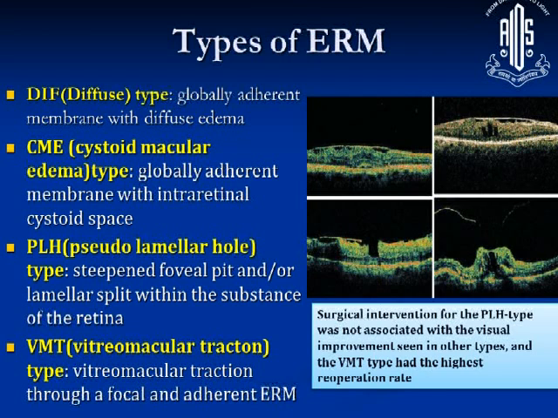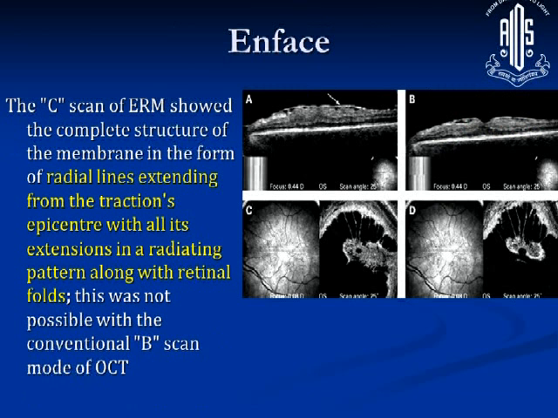So you can assess the prognosis in ERM patients, which type of ERMs will do better surgically. Of course, en face imaging has got a role: you can find the radial lines and the tractional extent, which can sometimes be much better seen on en face imaging, and it can be a useful additional tool compared to the conventional scanning.